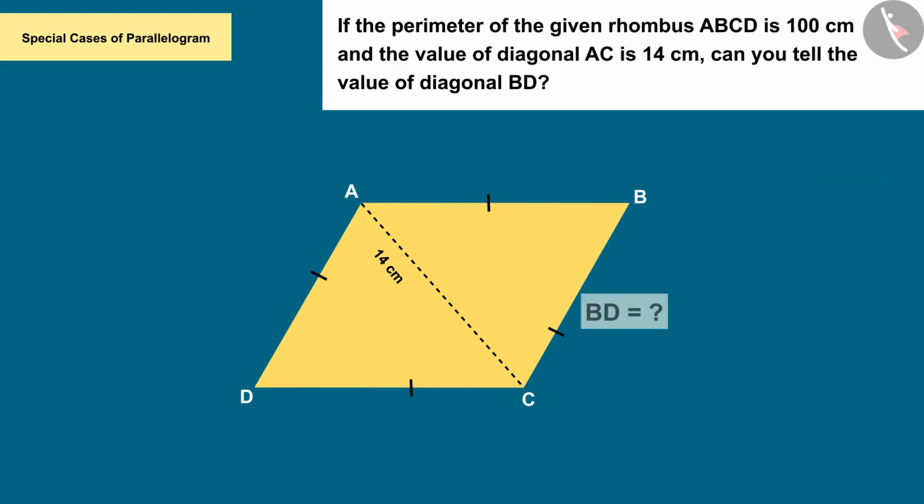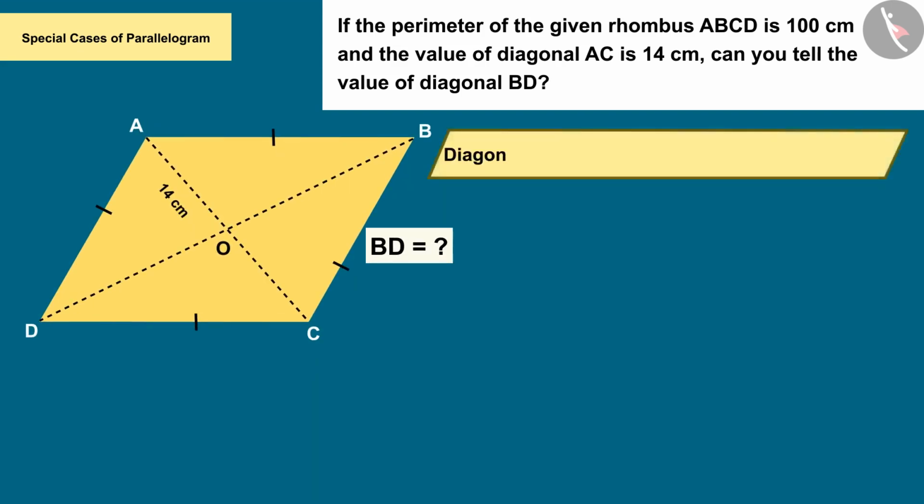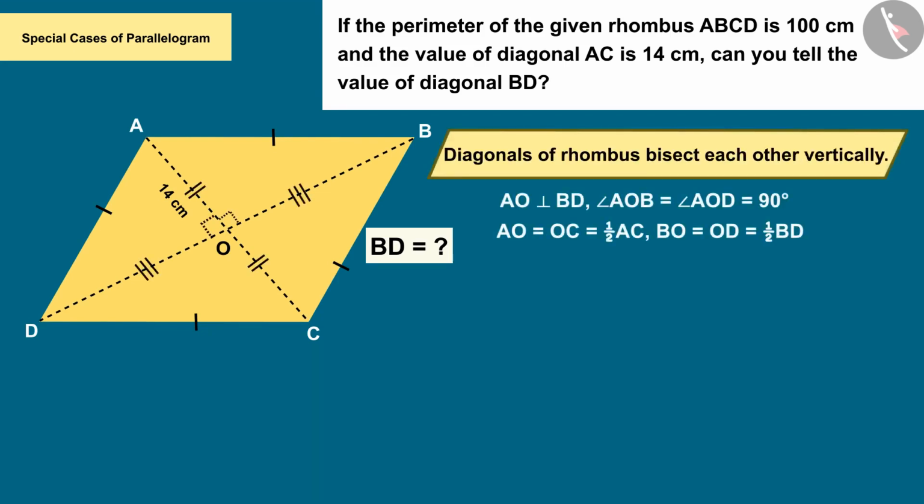Since we have to find the value of diagonal BD, first we draw diagonal BD, which intersects the diagonal AC at point O. In the previous video, we learned that both diagonals of a rhombus bisect each other perpendicularly, with the help of which we find the measure of AO, which is 7 centimeters.